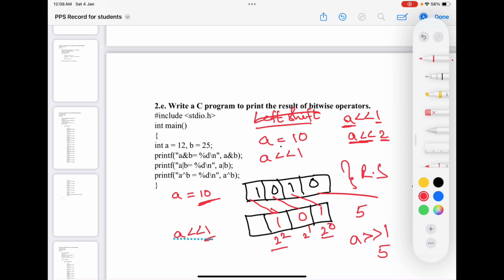So we covered all the bitwise operators. You can put these conditions over here in the printf statement so that you can demonstrate all the bitwise operators.